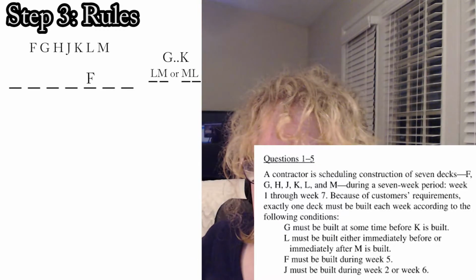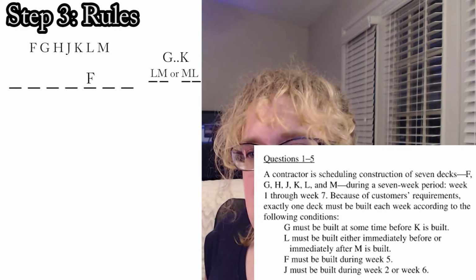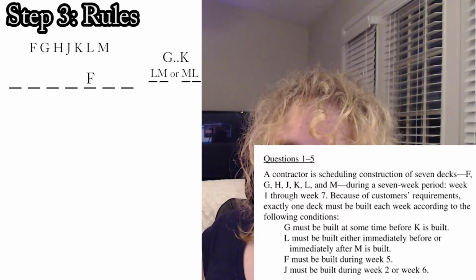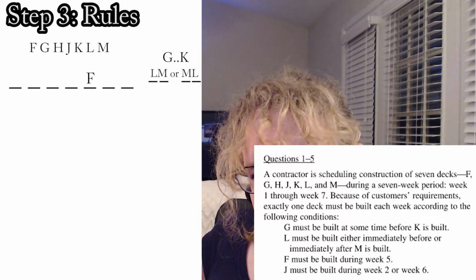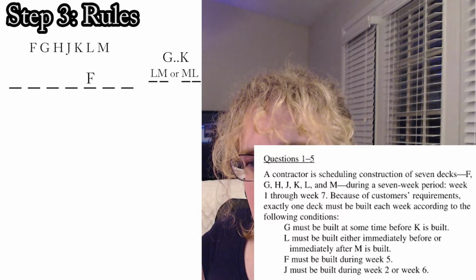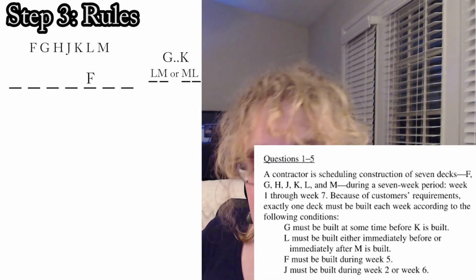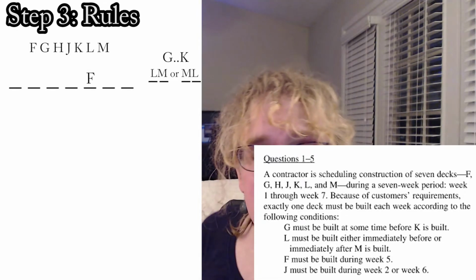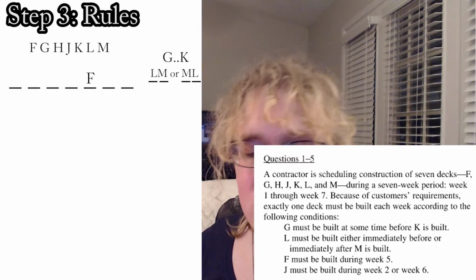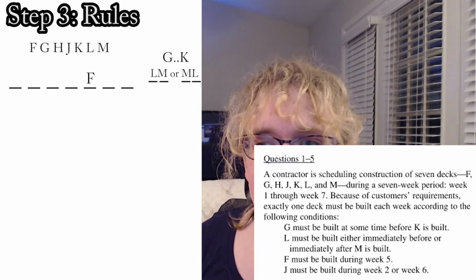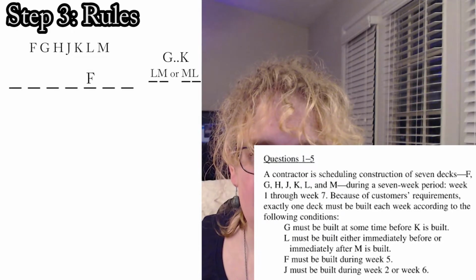Rule 4 gives us a little bit of a fun one. J must be built during week 2 or week 6. So there's a couple ways we could do this. We could write the letter J under the 2nd and 6th slots. That's one way to do it. I like to use the underneath of the slots for possibilities, or so like things could go here, or if things can't go there, then you can put just not that letter.